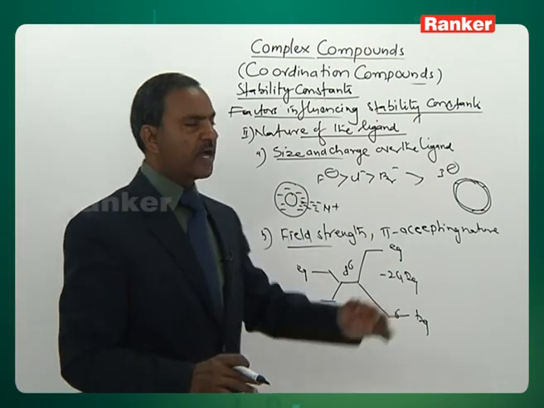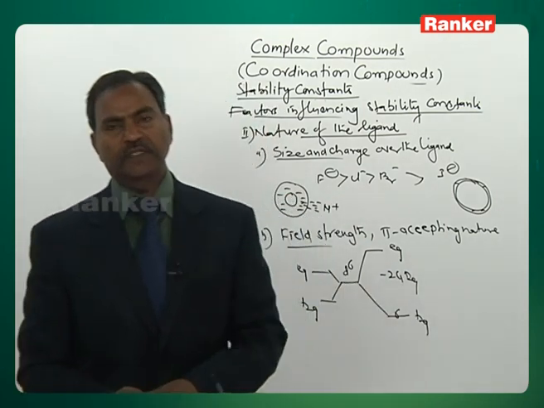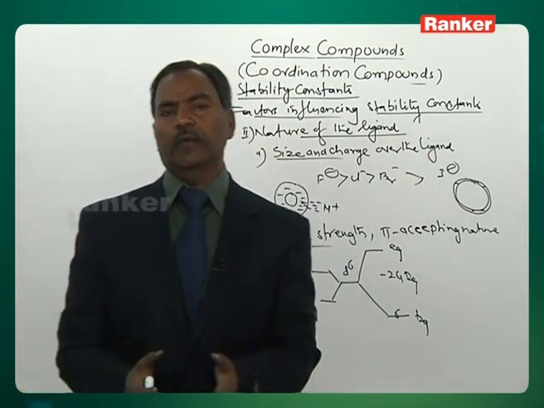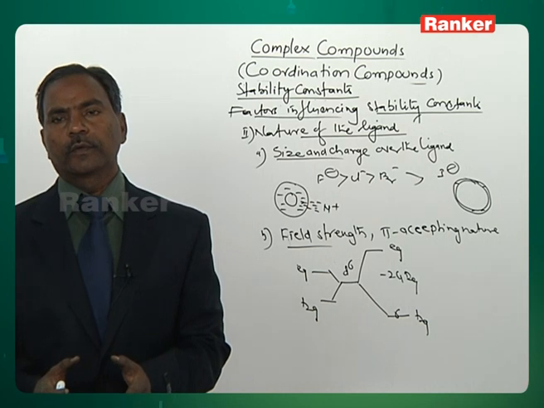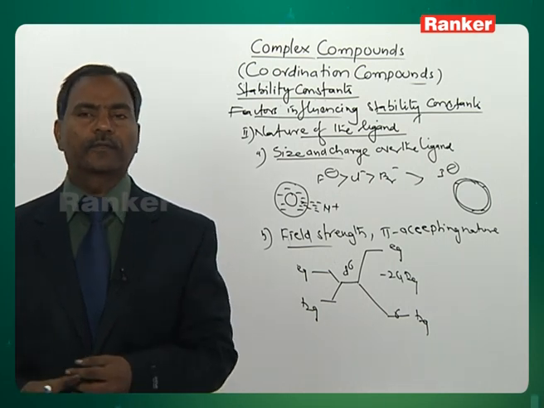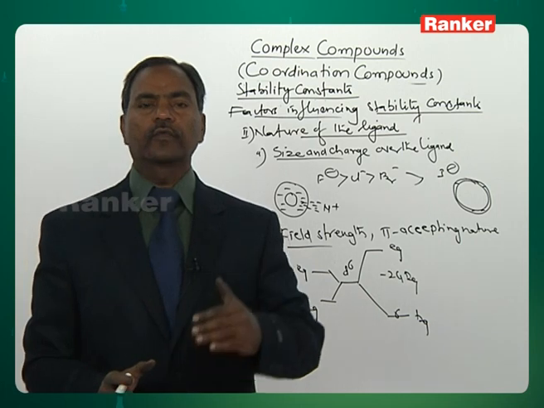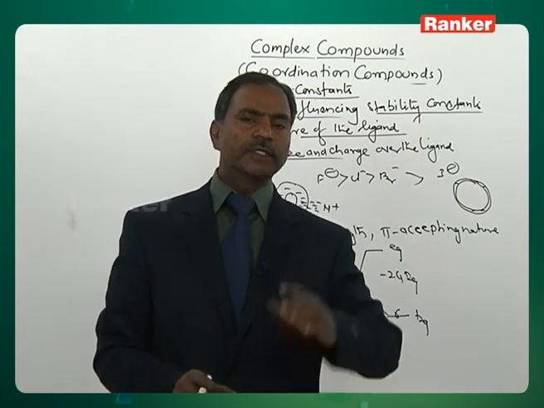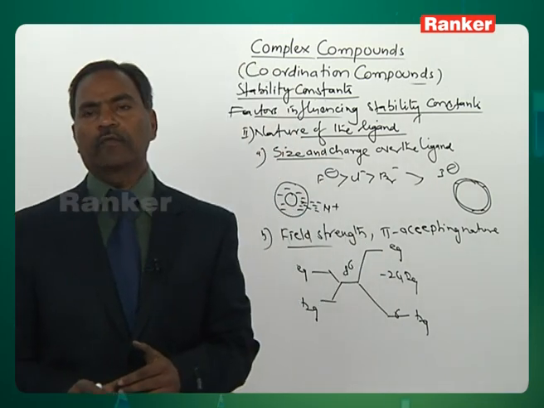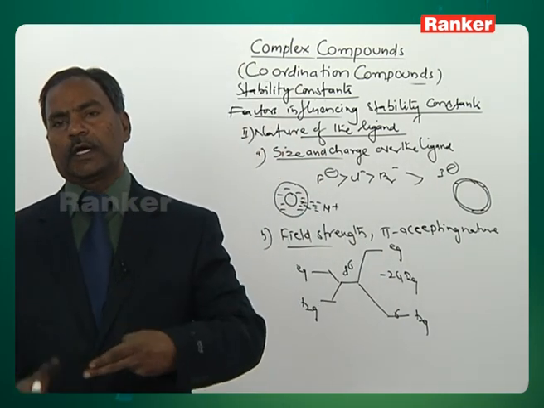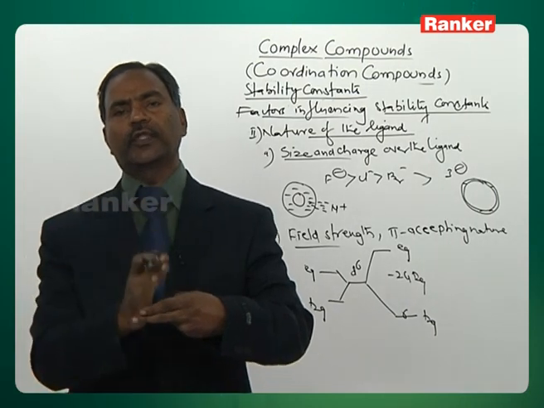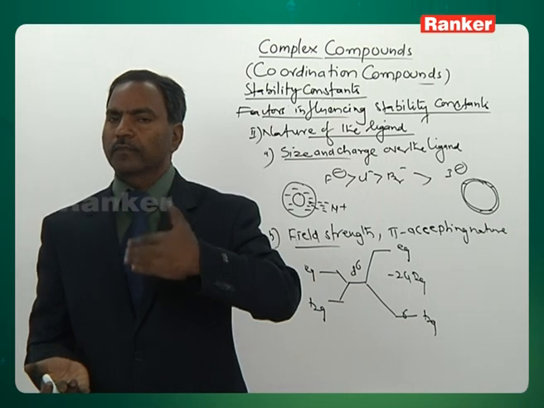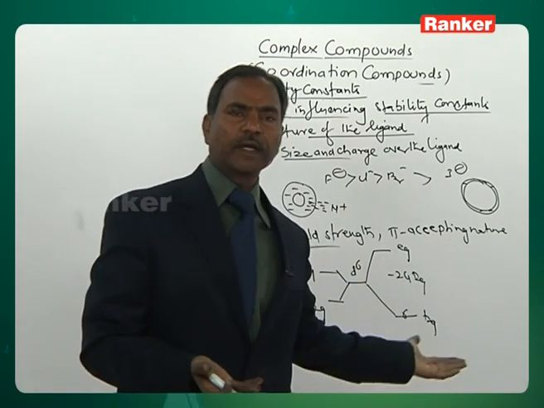Next, pi accepting nature. Recollect in the classification of ligands, I have given pi accepting ligands. Some of the ligands are actually capable of forming double bonds with the metal ion. First, they are donating a pair forming sigma, and again accepting a pair forming a pi. So, some of the ligands are capable of forming a double bond with the metal ion. You can say double bond strength is more than single bond strength. Therefore, wherever we come across pi accepting ligands, what are the pi accepting ligands?